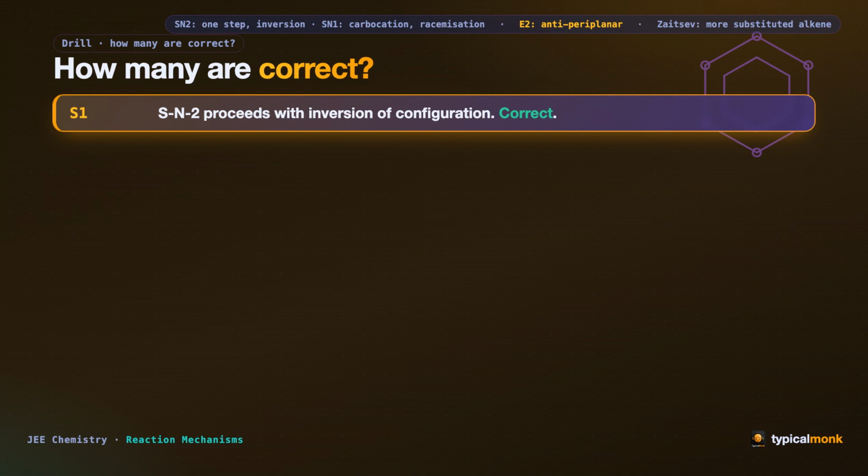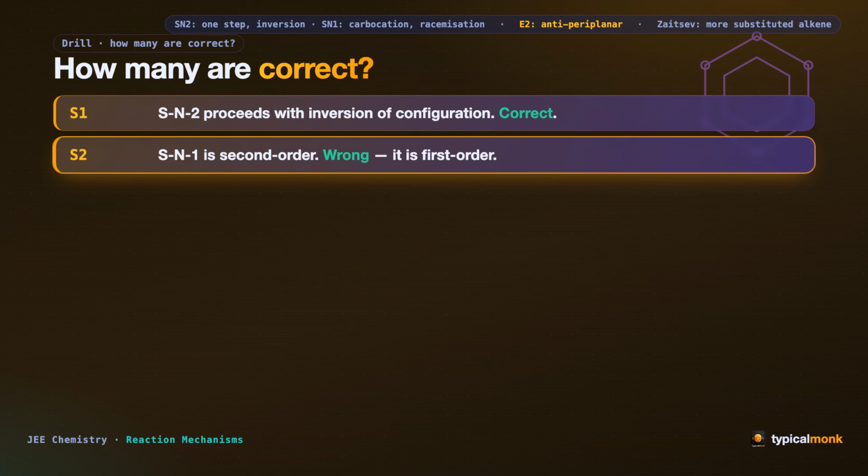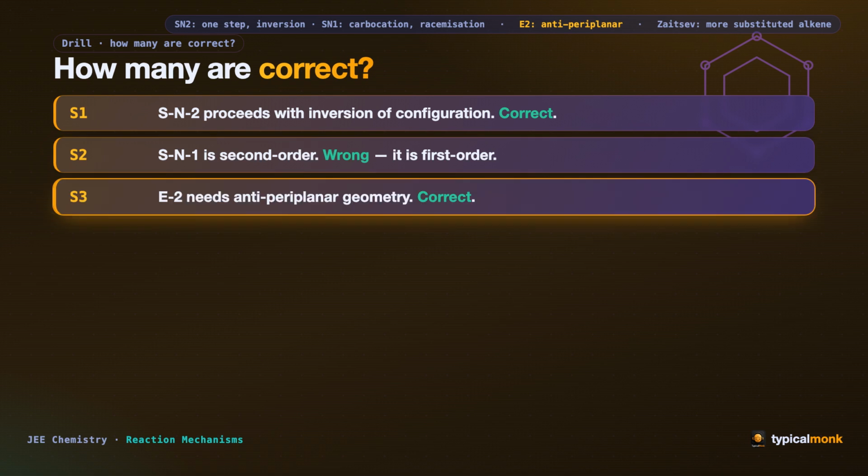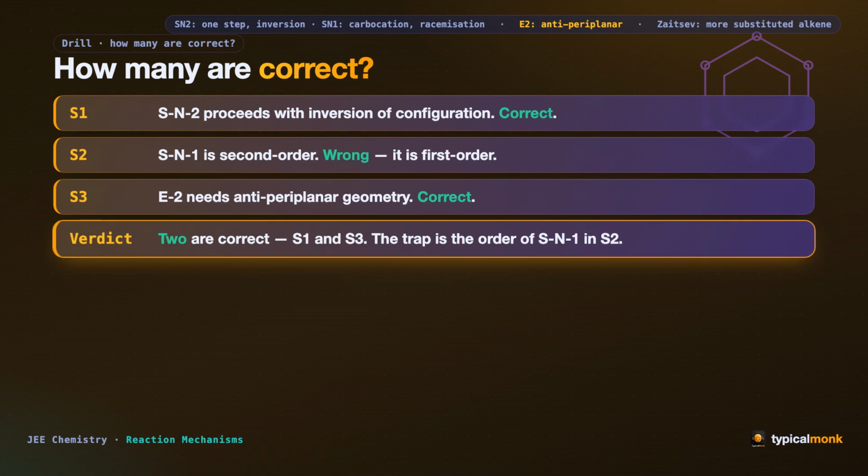Now, how many of these statements are correct? Statement 1. SN2 proceeds with inversion of configuration. Correct. Statement 2. SN1 is second order. Wrong. It is first order. Statement 3. E2 needs anti-periplanar geometry. Correct. So the answer is 2 are correct. Statements 1 and 3. The trap is the order of SN1 in statement 2.